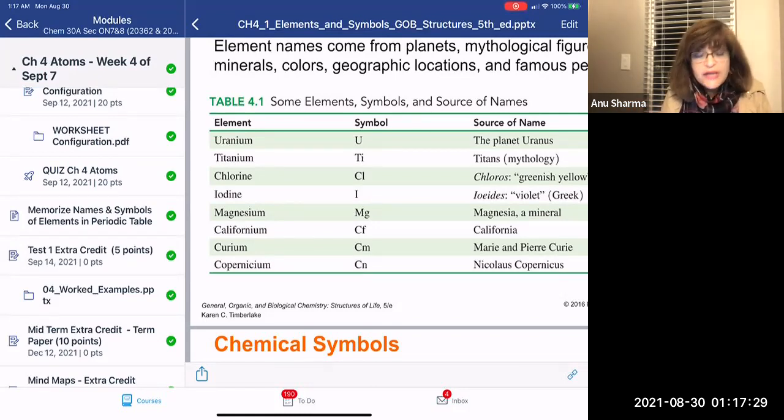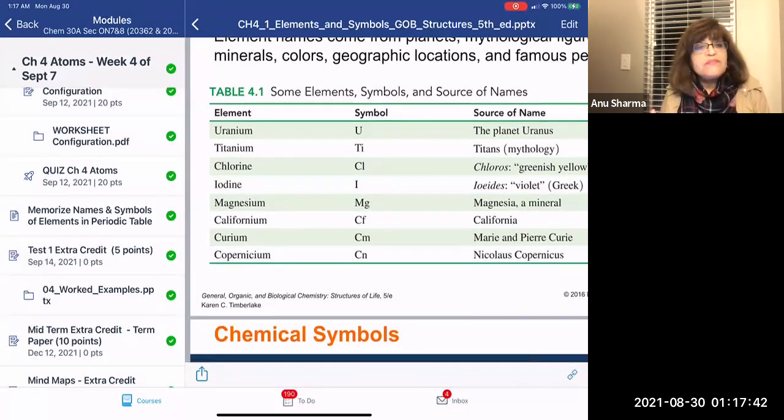Next is magnesium. Magnesium is Mg, and not MA or MN or MS or anything, but it's coming from magnesia, which is just a mineral. Next is californium. It's named after a place, California, of course, and the symbol is Cf. So you see, the letter is the fourth letter. Now, curium is named after the person Marie Curie, and copernicium is named after Nicolaus Copernicus.